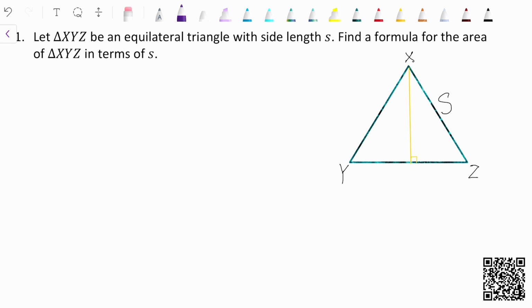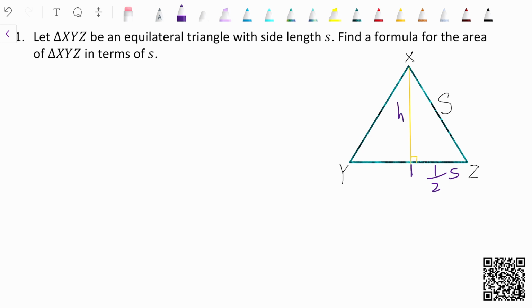Today's first question is: let triangle XYZ be an equilateral triangle with side length S. Find a formula for the area of XYZ in terms of S. So first of all, using the Pythagorean theorem, we can find S squared minus this bit, and since this is an equilateral triangle, it goes straight down the middle, so this part is 1/2 of S. And S squared minus (1/2 of S) squared is equivalent to whatever this is, and we're just going to call it h, I guess.